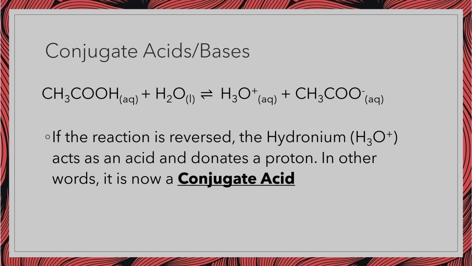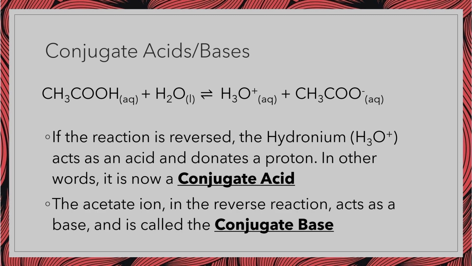So when it's reversed, the H3O+, or hydronium ion, acts as an acid and donates a proton. In other words, it's now what we call a conjugate acid. The acetate ion in the reverse reaction acts as a base and is called the conjugate base. Remember, if it acts as an acid in the forward reaction, it will react as a base in the reverse reaction. So on the left it will be an acid, on the right its conjugate base. And vice versa as well. Here we have water acting as a base in the forward reaction, which means it acts as a conjugate acid in the reverse reaction.